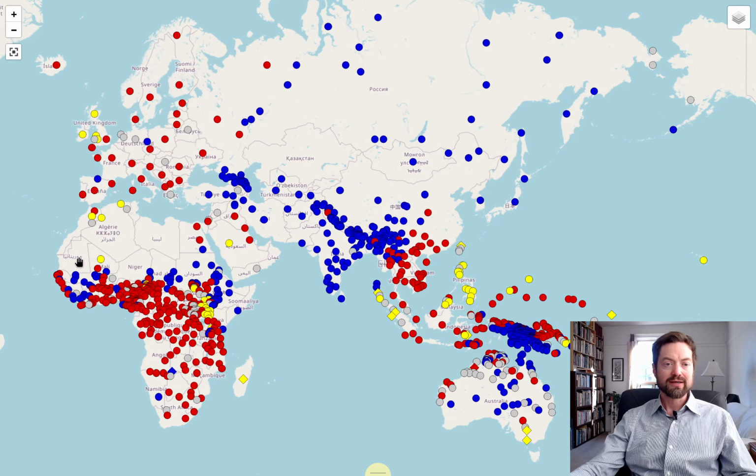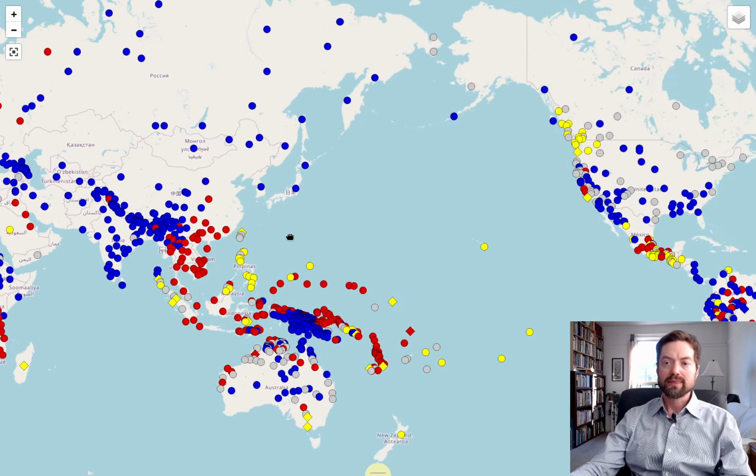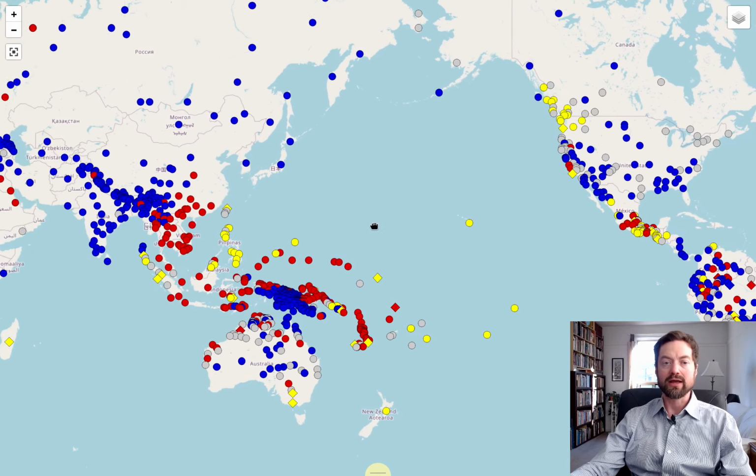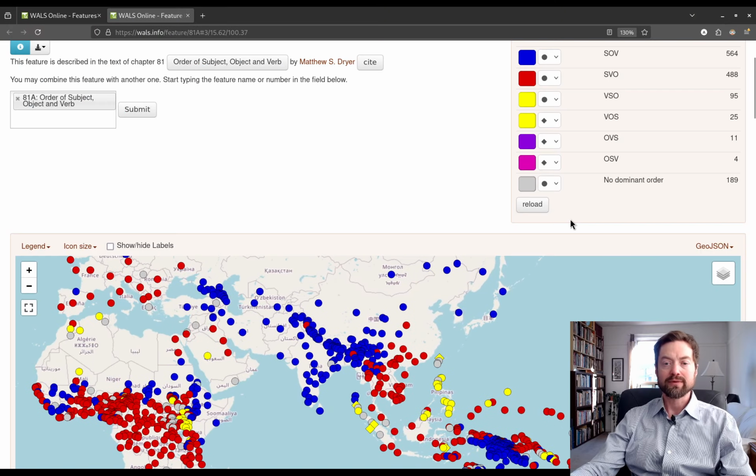Similarly, along the Sahel region, Central Africa, you get some SOV, but throughout the main, I guess this would be the whole Bantu language family, throughout most of Africa, you see subject, verb, object. And here, in the Americas, you see a bit more of a scattered, mixed setup.